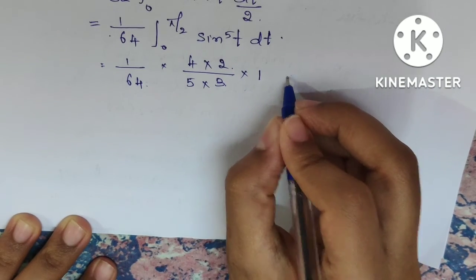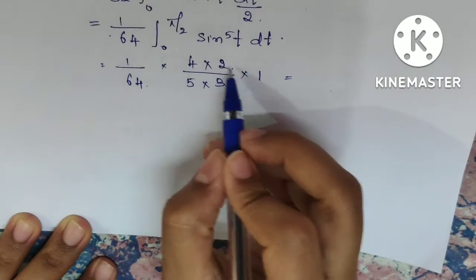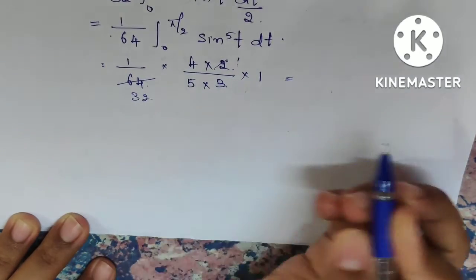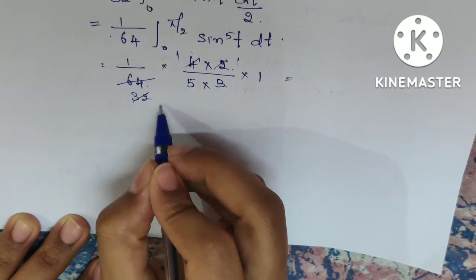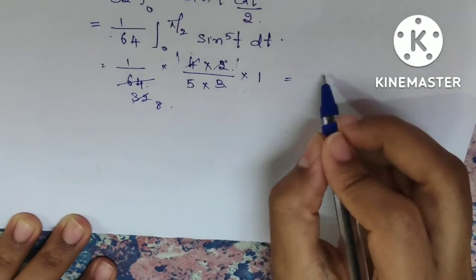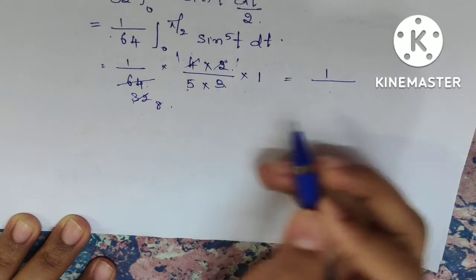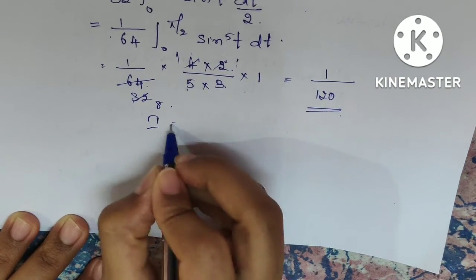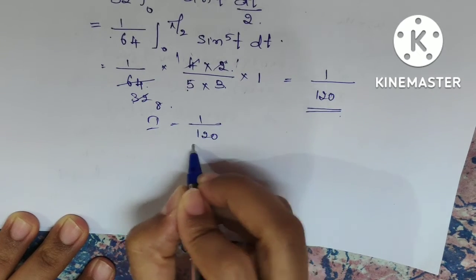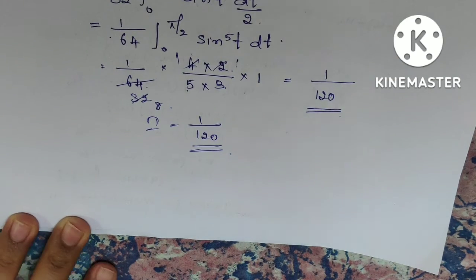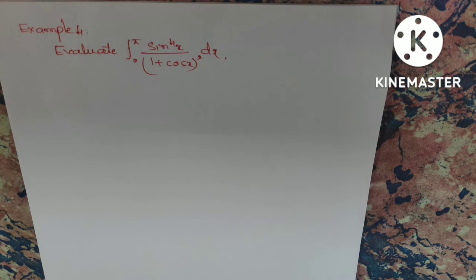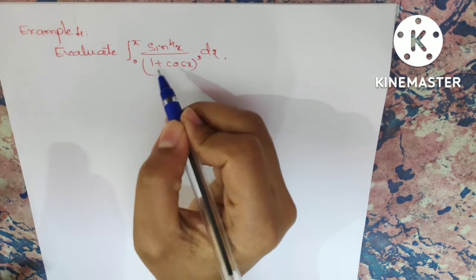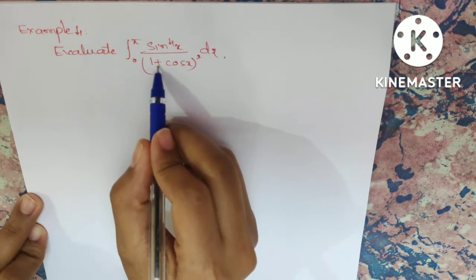This equals 2 ones are 2, 32s are 4 ones are 4, 8s are 32. So 1 by 8 into 5 into 3 is 1 by 3. And I equals 1 by 120. This is our answer. Next example, evaluate integration from 0 to pi by 2 sine power 4x by 1 plus cos x whole square into dx.